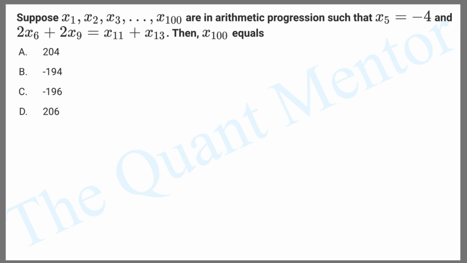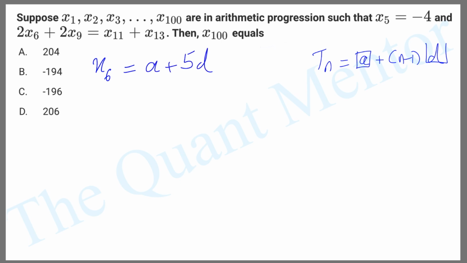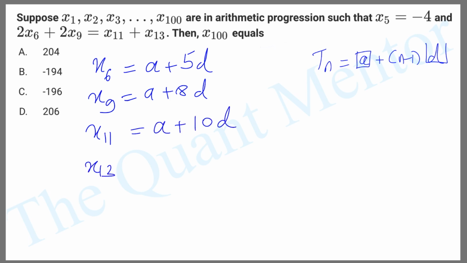Now the concept we are going to use here is the nth term of an AP is a plus (n minus 1) into d, where a is the first term of the AP and d is the common difference. So using this logic, we can write x6, the sixth term of the AP, is a plus 5d. Similarly, the ninth term x9 of the AP will be a plus 8d. The 11th term x11 would be a plus 10d. And the 13th term x13 will be a plus 12 into d.